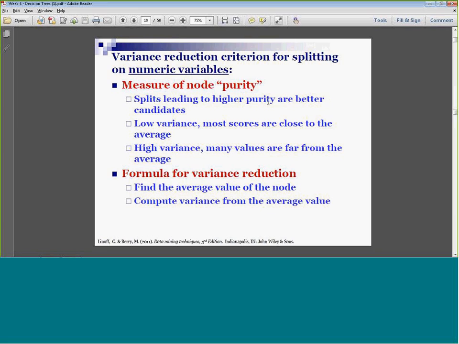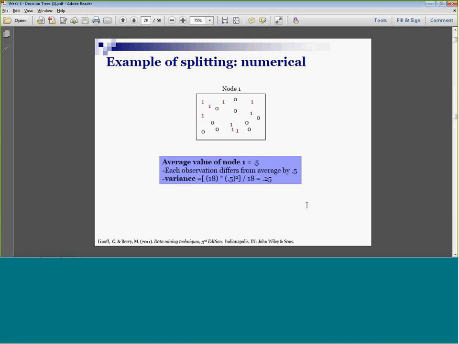So we still go through the same procedure, except, of course, we're not going to calculate the Gini index. We're going to deal with variance. Low variance, most scores are close to the average. That's good. High variance, many scores are away from the average. That's bad. And then the formula for variance reduction is find the average value of the node for the split you're considering and compute the variance from the average value in that node. So let's go back to our little problem.